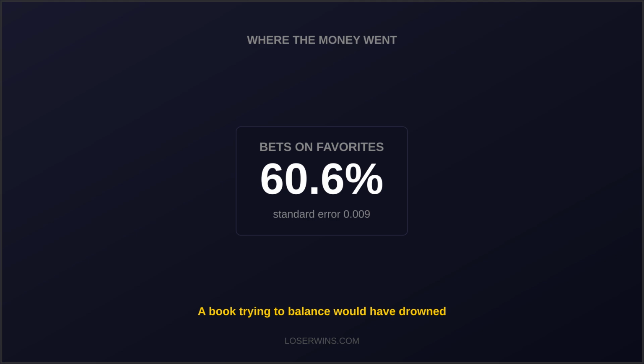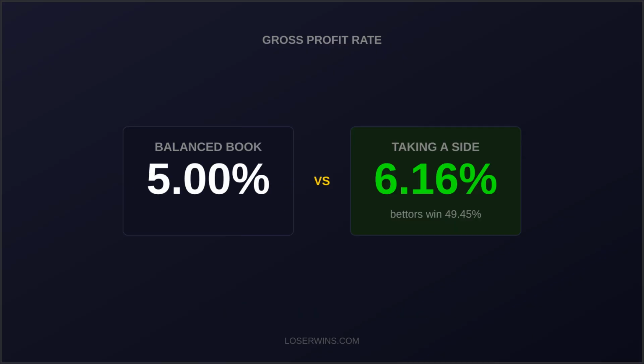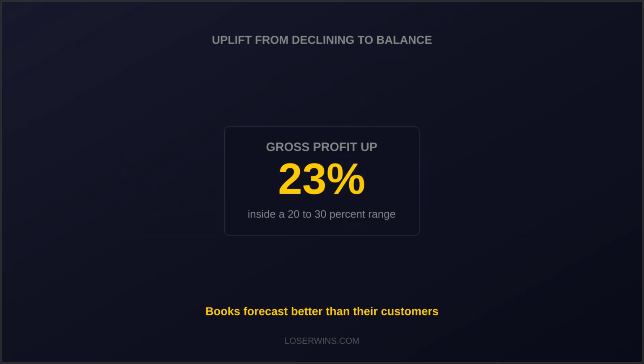In close to half the games, 2/3 of the action piled onto one side. A book trying to balance would have drowned. Instead, the books priced the tilt in and held the position. Levitt calculates a gross profit rate of 6.16% against the 49.45% better win rate his model predicts, compared with 5% from a balanced book. He puts the uplift at 20 to 30%, with his detailed calculation landing on 23. The reason is unglamorous.